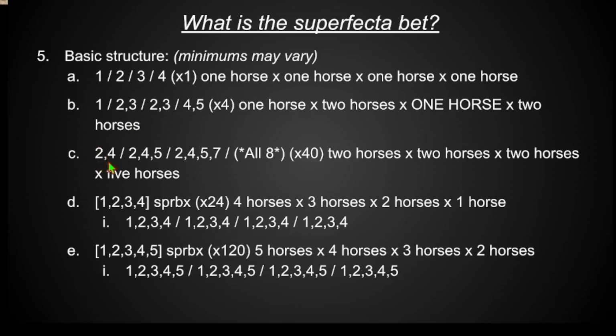4 different combinations, multiplier of 4, so that's how you get your 40-cent wager if your Superfecta looks like that. C, you have 2, 4 to finish first, 2, 4, or 5 to finish in second, 2, 4, 5, or 7 to finish in third, and then in this case we're going to do all 8. So say there's 8 horses in the race, there's something you can do called all, or hit the all button, which means every horse in the race in this 4th place slot.